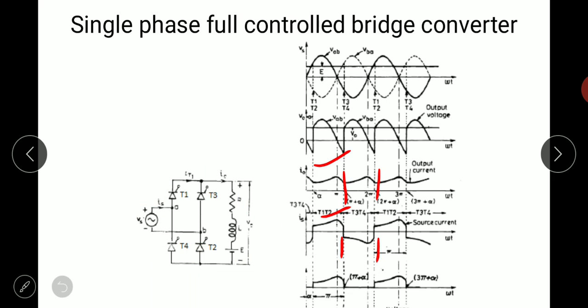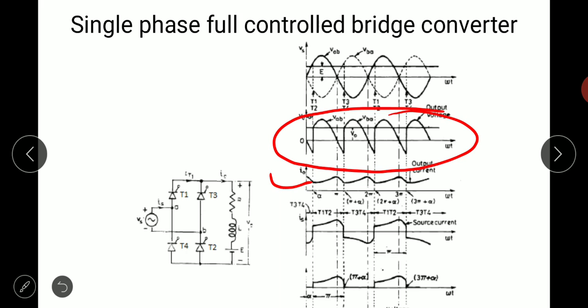Okay. So I naught current will remain positive in all the cases, whether it is positive half cycle of supply voltage or negative half cycle of supply voltage. And due to inductance, the current will be lagging with respect to voltage.